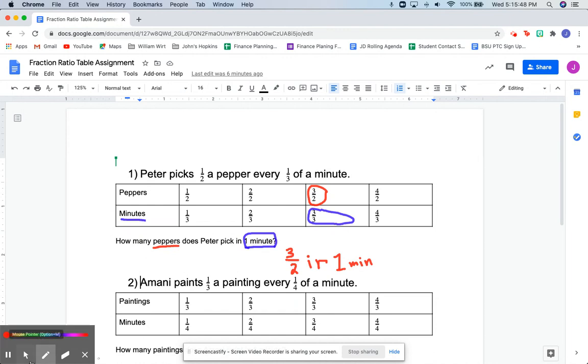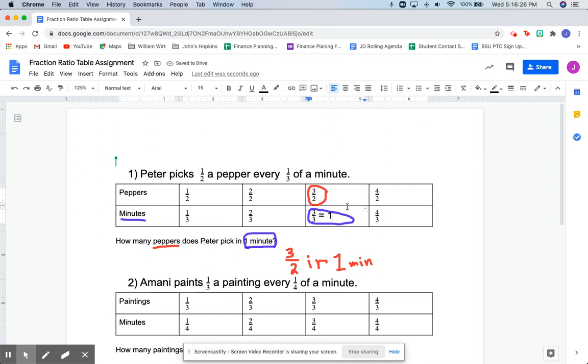Great. So again, just to summarize what we did here, the question is represented in this table. And all we did was look, okay, this question is asking how many peppers does Peter pick in 1 minute? We know we're looking for 1 minute, so let's go to the minute row. And let's find a fraction that's equal to 1. Okay, that we found is this fraction because the numerator is the same as the denominator. 3/3 equals 1.